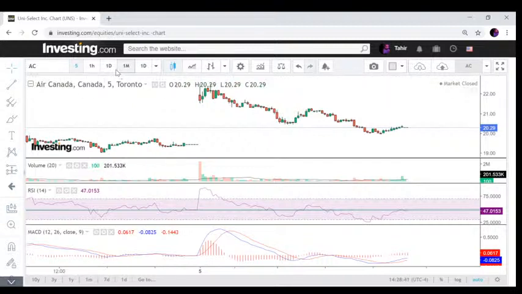So the period will correspond to this time frame. Otherwise, this MACD shape would have remained the same. This MACD shape has changed because we have changed the period. So you will keep this the same.